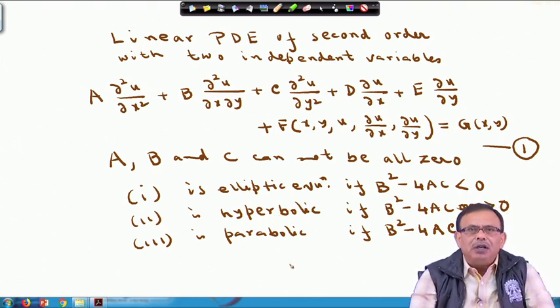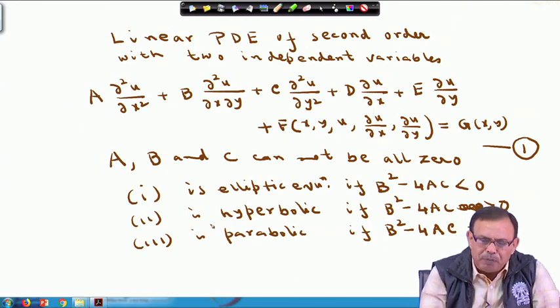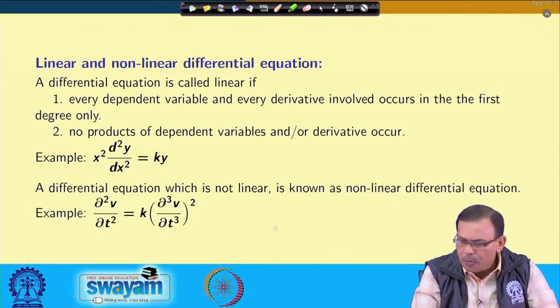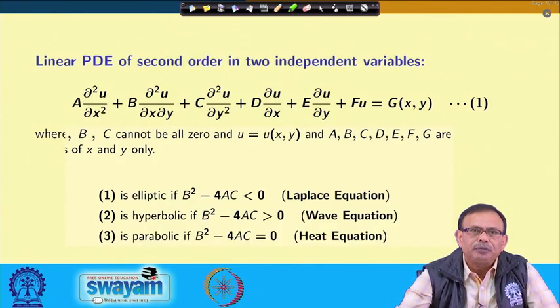The second order linear PDE can be elliptic, hyperbolic or parabolic depending upon the value of b square minus 4ac. If b square minus 4ac is less than 0, it will be elliptic. If b square minus 4ac is greater than 0, it is hyperbolic, and if b square minus 4ac equals 0, we call it parabolic. So, let us see this once we are doing it.